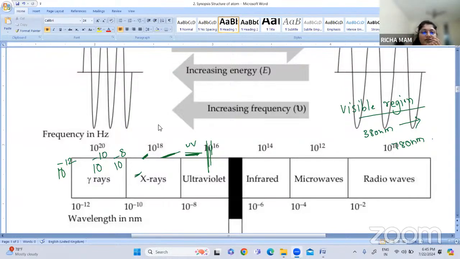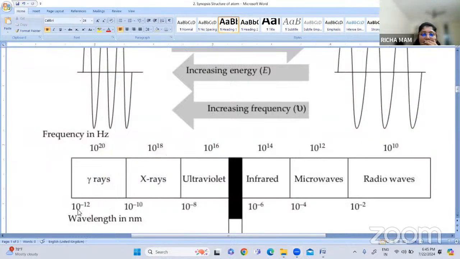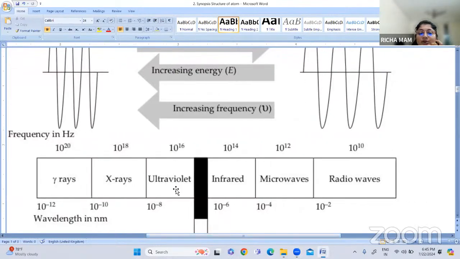It starts with gamma rays, which fall in the wavelength of 10 raised to minus 12. Then 10 raised to minus 10 is our X-ray. Then our UV rays, that is 10 raised to minus 8.